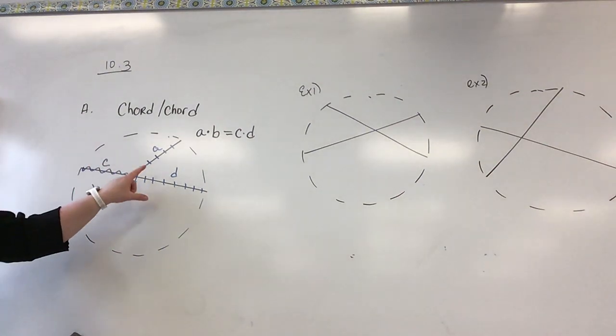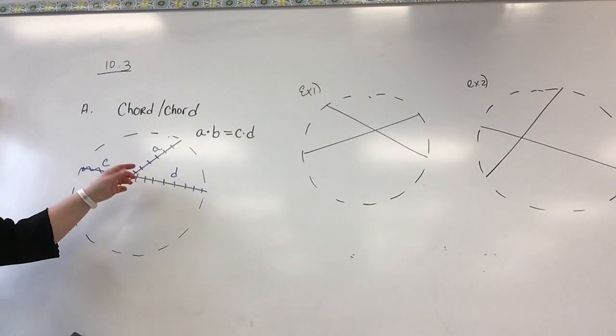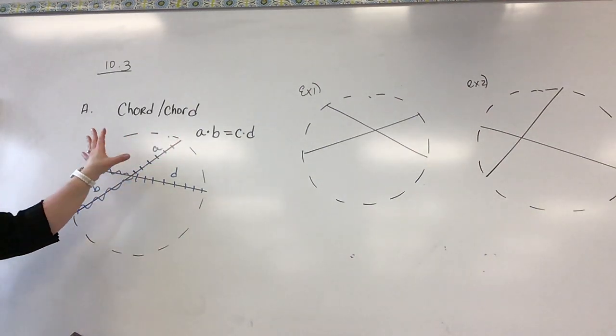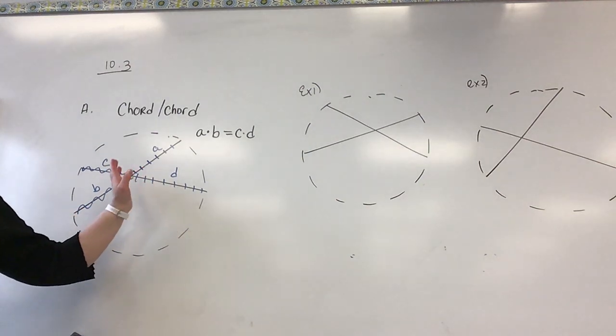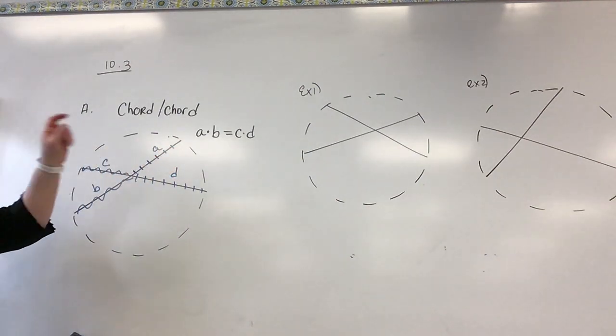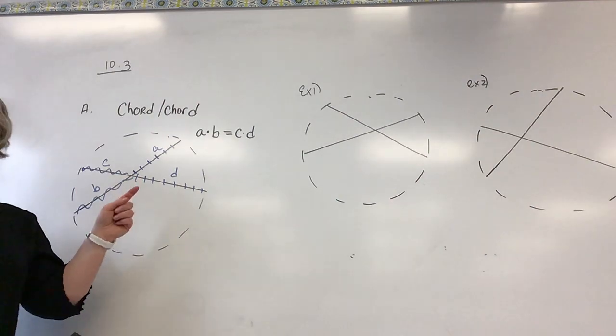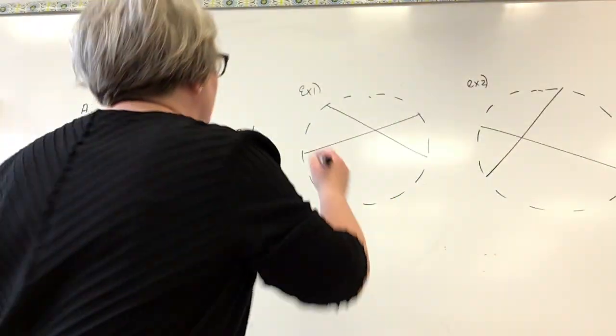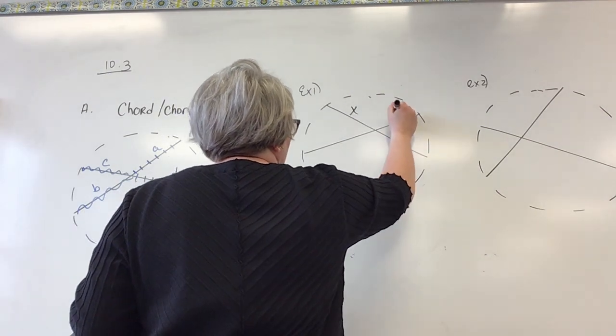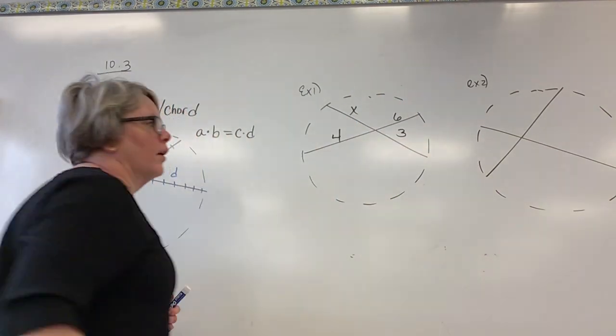We are not finding the angle. Before we had a little 1 here in the corner, and we found the angle by his arc, his vertical partner's arc. We added them and divide by 2. So now we're finding segment lengths. And so this formula of the parts times each other will help us. So in the first one, I have an X and a 3, and a 6 and a 4.